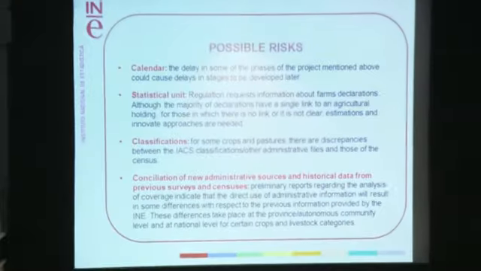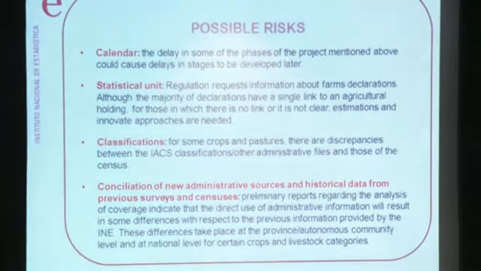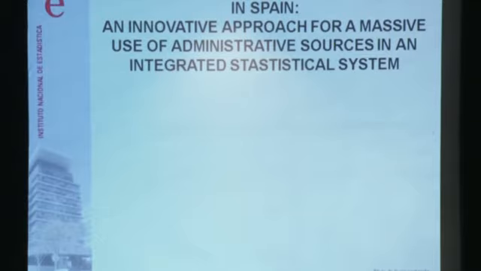Third, classification. For some crops and pastures, there are some discrepancies between the ICAS classification and statistical definitions. And finally, the reconciliation of new administrative sources and historical data from previous surveys and censuses. Of course, we have an innovative approach in this census, but we want our data to be comparable with the data that we have provided in the last census and the last surveys. That's all. Thank you very much.